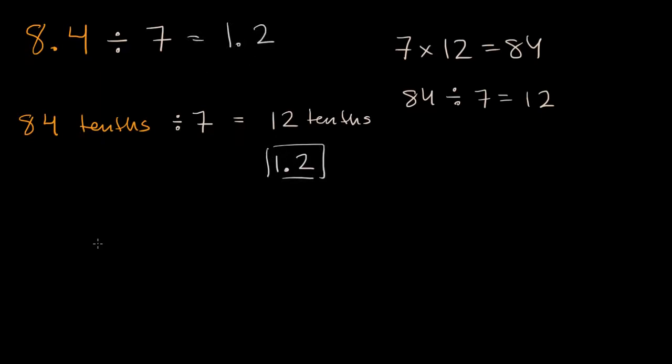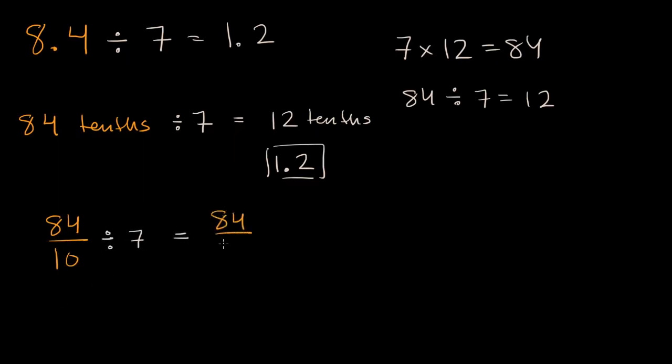Another way that we could have thought about this is we could have said, you know what, 84 tenths is the same thing as 84 over 10. In fact, you would read this as 84 tenths. And now you want to divide this by 7. This is the same thing. When you divide by something, it's the same as multiplying by the reciprocal.